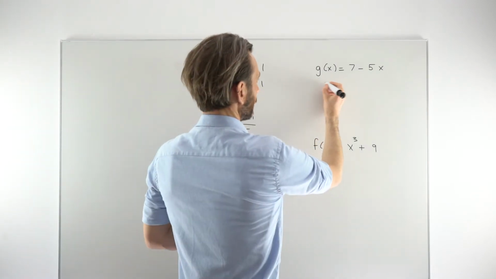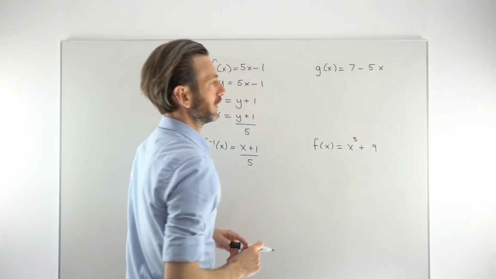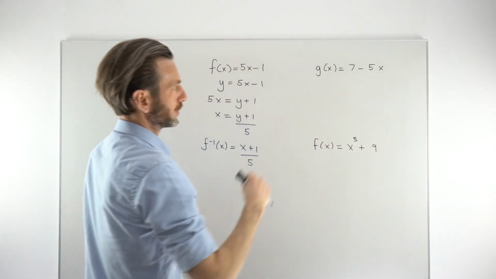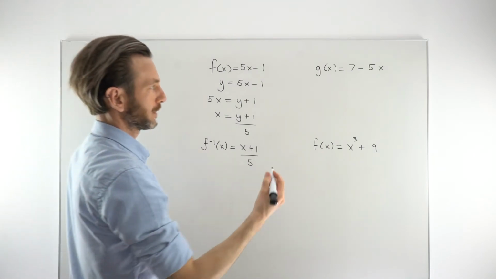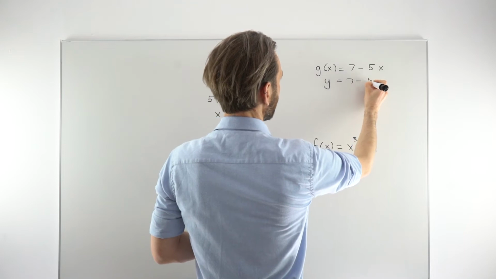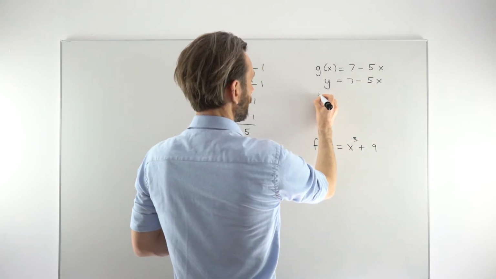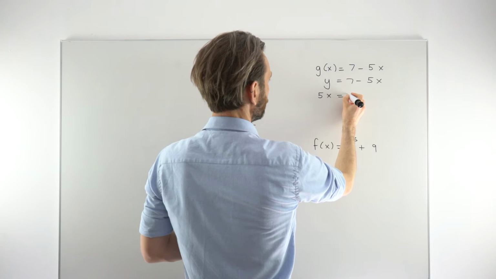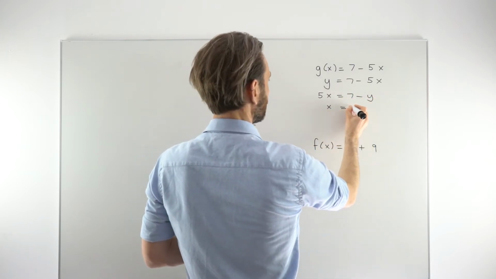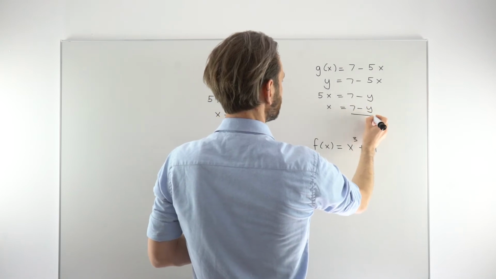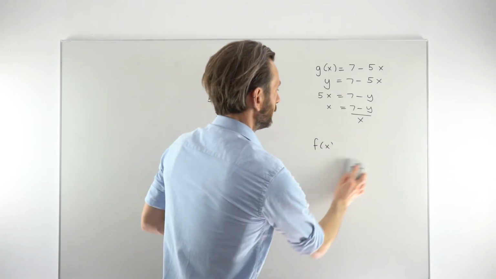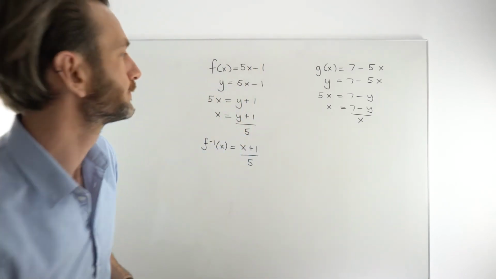So let's do the same thing with this one. Sometimes with a negative and then the variable, it's a little more difficult to see intuitively what it comes out to be. So we'll just run through the algebra and see what we get. Changing the g of x to a y, and we're going to change the subject of the formula now to x. So it comes out looking like this.